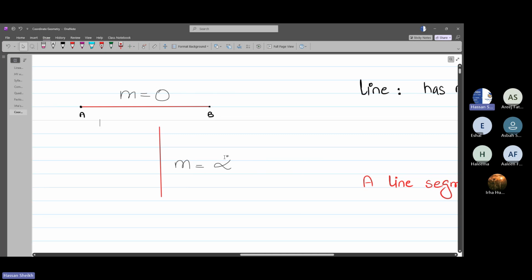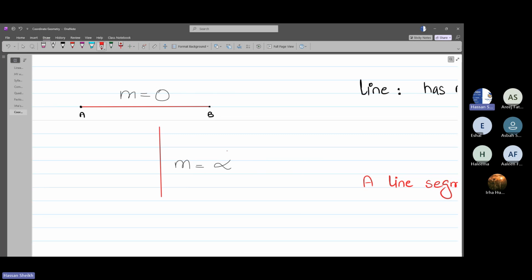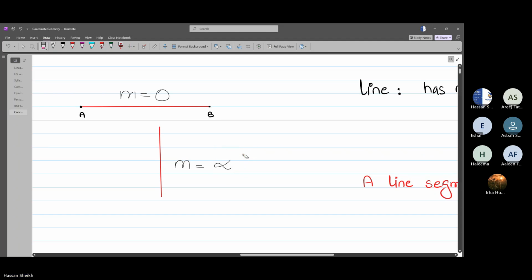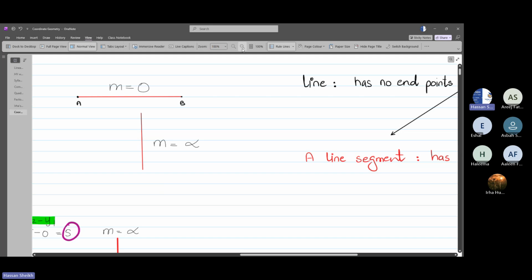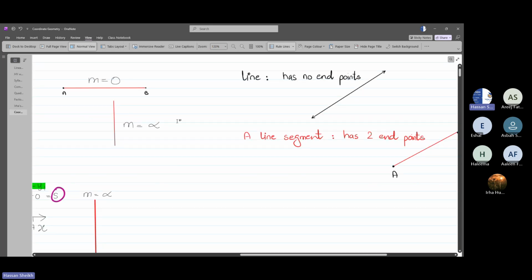This sign represents infinity. Infinity means infinite, unlimited. Okay, so we represent slope with the lowercase m.